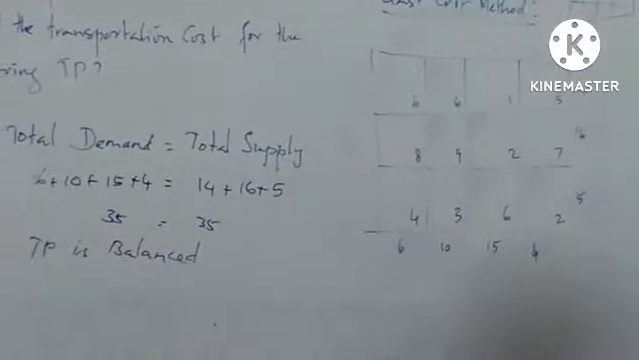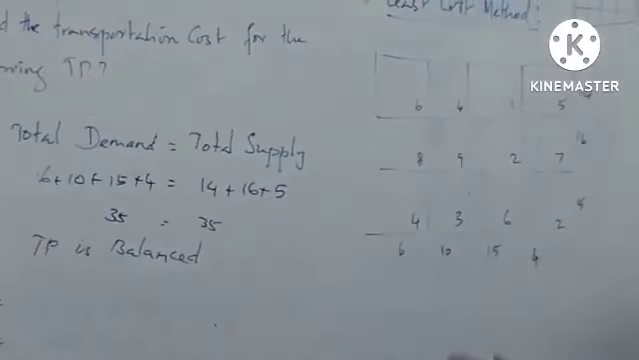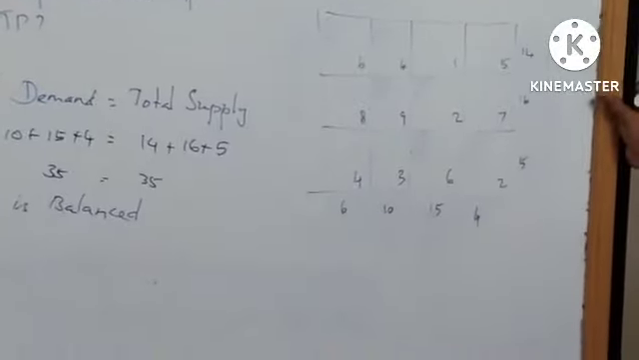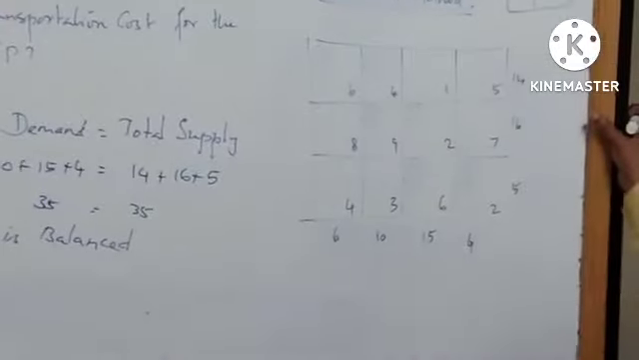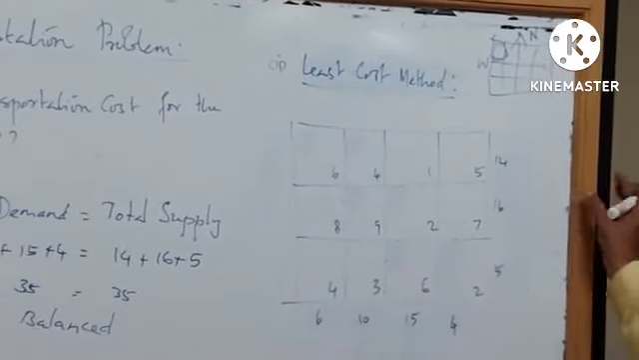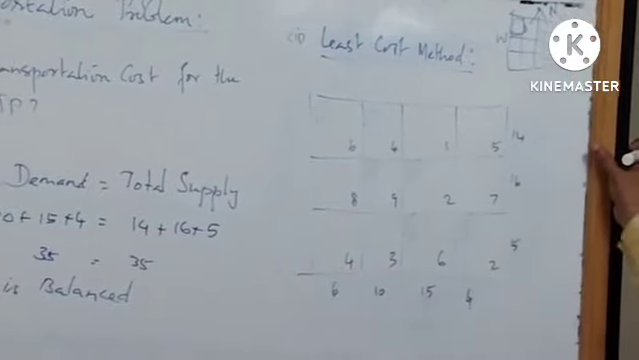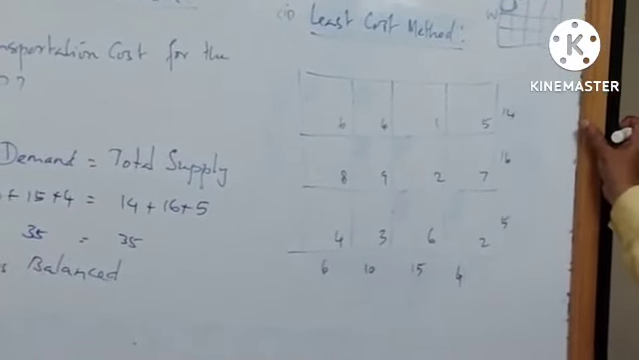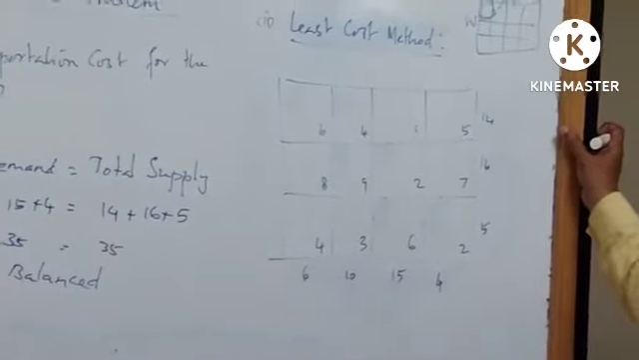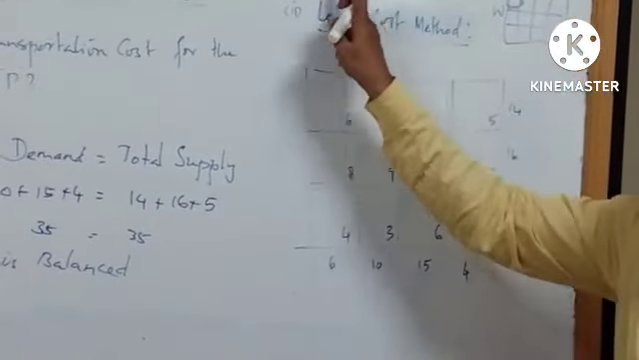Now the second method: the same problem will be solved by using the least cost method, otherwise known as the matrix minima method. Why is it called the matrix minima method? This is a form of matrix, 3 rows and 4 columns, out of which we will have to find the minimum value so that we can make the first allotment. Here also the same meaning.